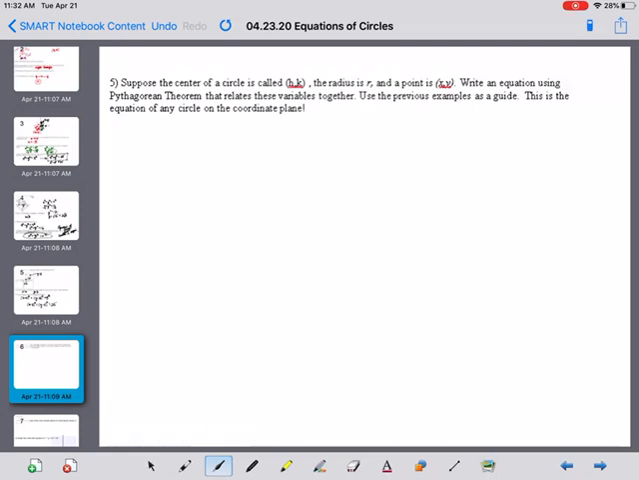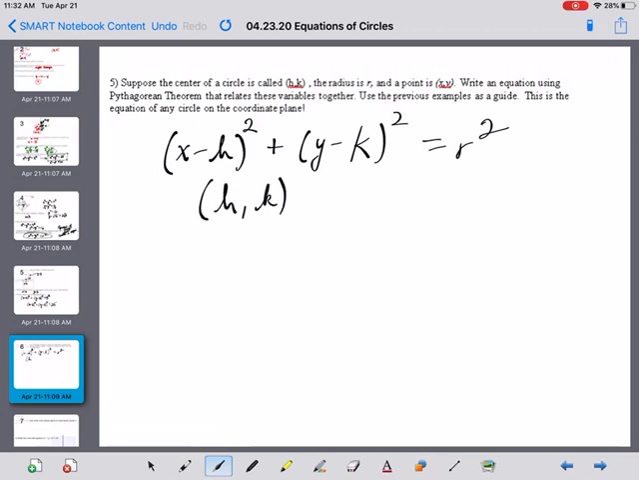So now, suppose the center is HK, the radius is R, and the point is XY. Write an equation using Pythagorean theorem. Okay, so it becomes x minus h squared plus y minus k squared equals r squared. And HK is the center, and R is the radius.